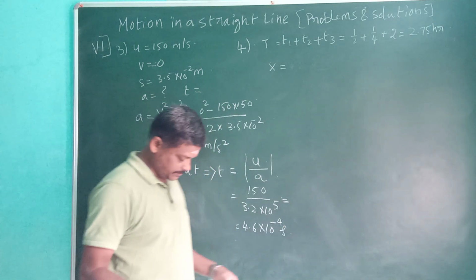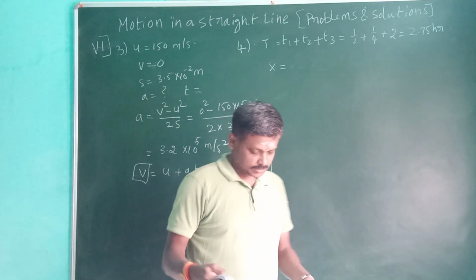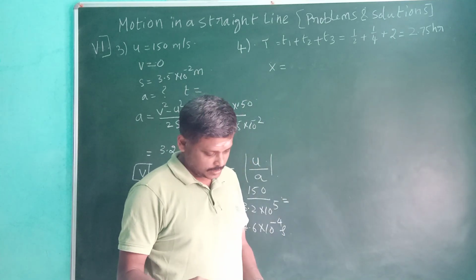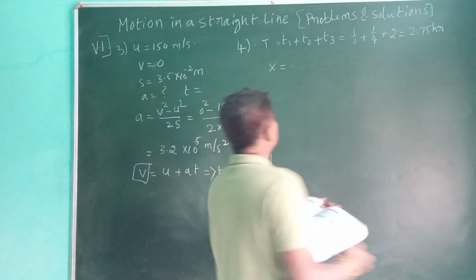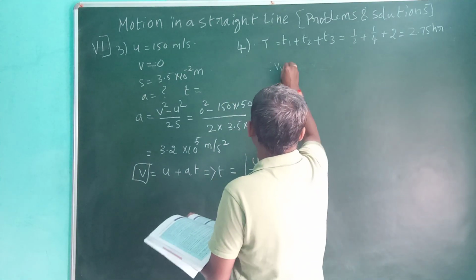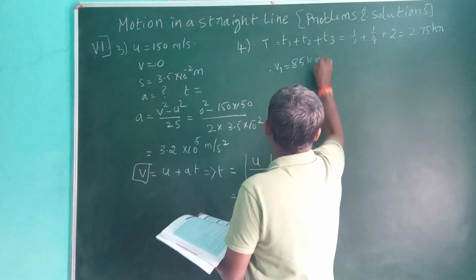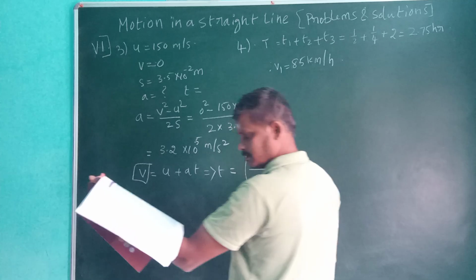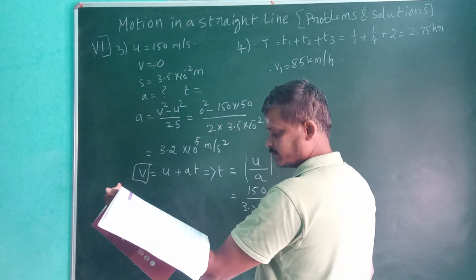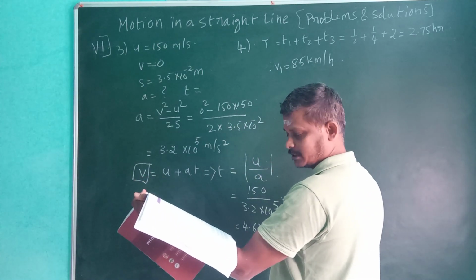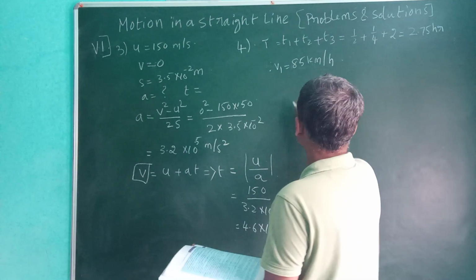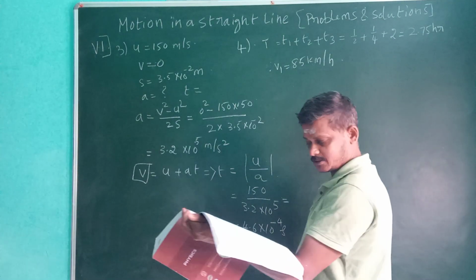Next question is, a motorist drives north for 30 minutes at 85 km per hour, then he stops for 15 minutes. He continues traveling north and covers 130 km in 2 hours. Then what is the total displacement?